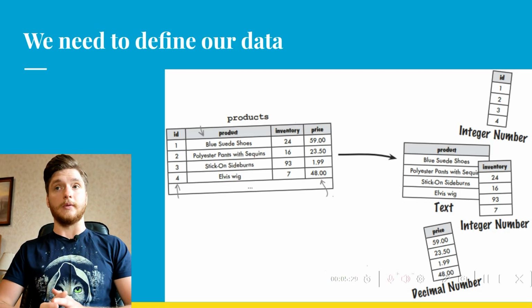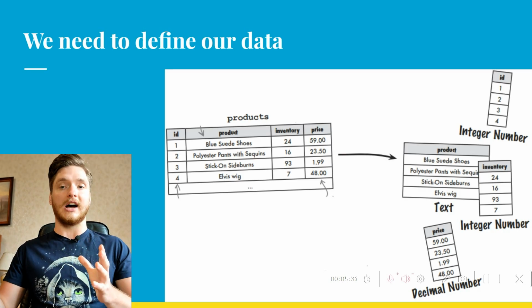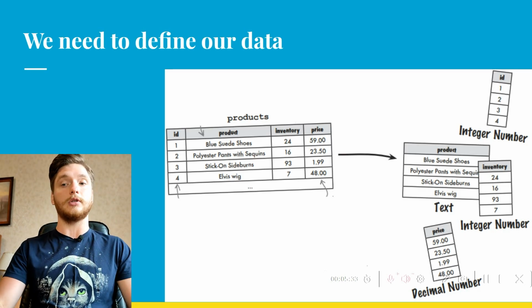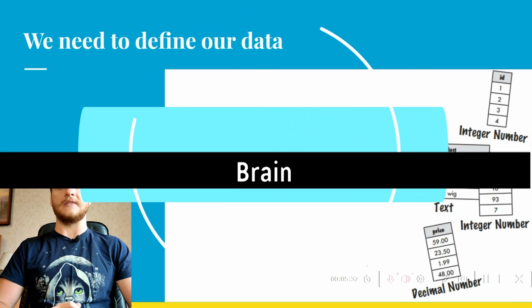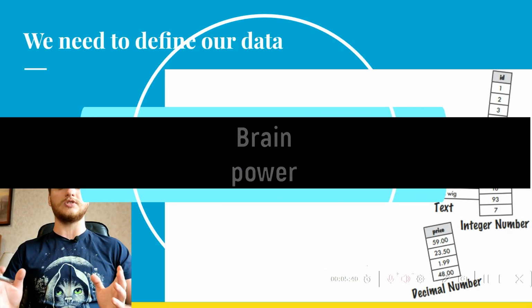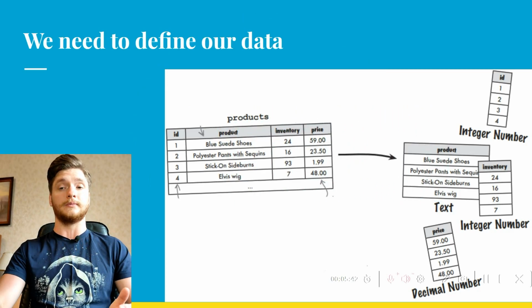To create a table, you need to know what type of data is stored in each table column. Brain power. Why do you think using different data types is better than using just text to store everything?